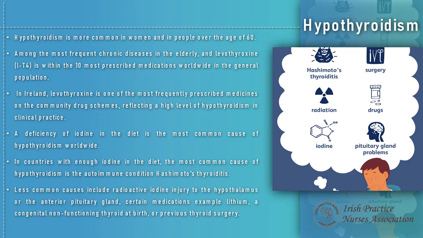A deficiency of iodine in the diet is the most common cause of hypothyroidism worldwide. In countries with enough iodine in the diet, the most common cause of hypothyroidism is the autoimmune condition known as Hashimoto's thyroiditis. Less common causes include radioactive iodine injury to the hypothalamus or the anterior pituitary gland, certain medications such as lithium, a congenital non-functioning thyroid at birth, or previous thyroid surgery.